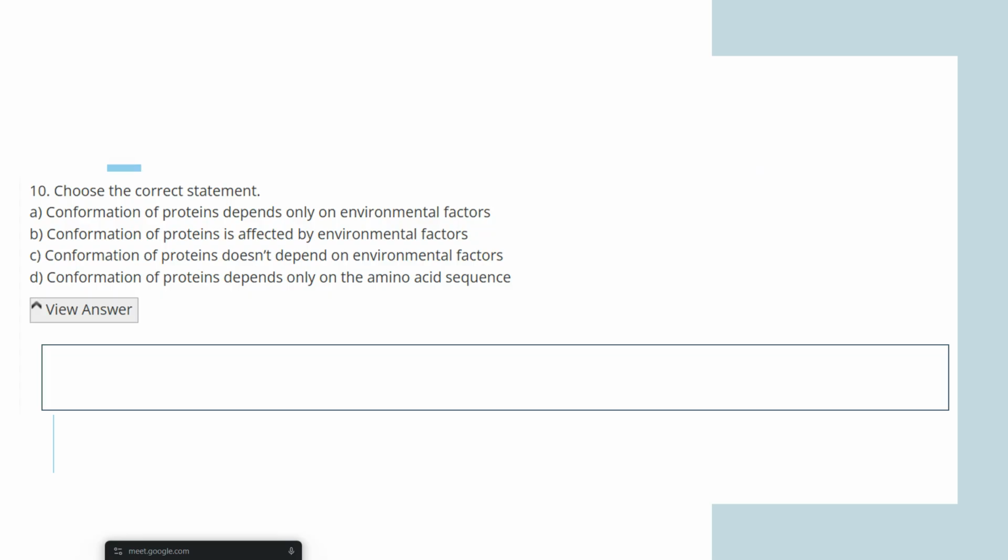So you must know that when it comes to conformation of proteins, it is affected by environmental factors, like we just now talked about solvent polarity. Certain conformations are more preferentially formed in certain polar or non-polar solvents. Hence, conformation of proteins is affected by environmental factors, but it does not depend only on environmental factors. There are more things which play major roles when it comes to conformation of proteins.